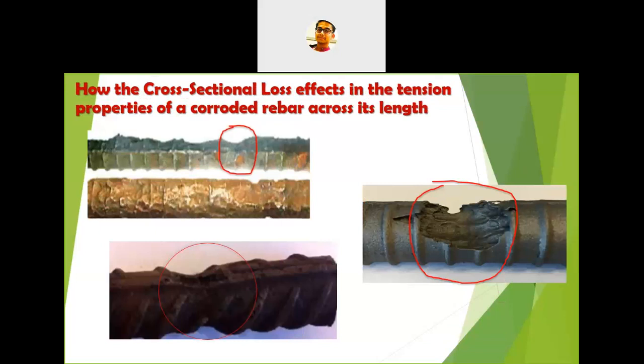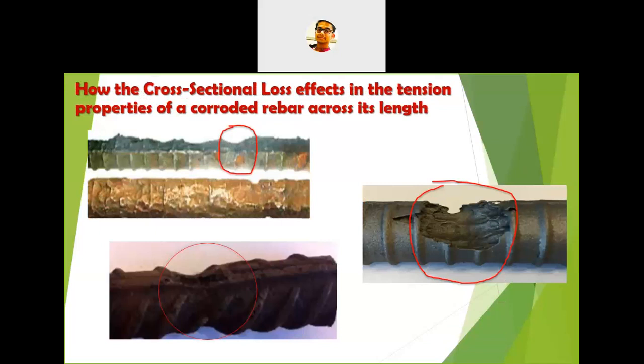Now, why is it a problem? These are some of the reasons. You can see that throughout the length of the bar, the deterioration will not be uniform in each and every cross section, if you consider.